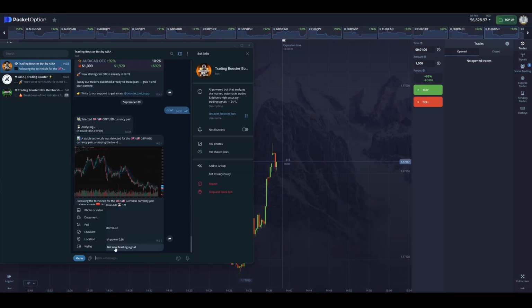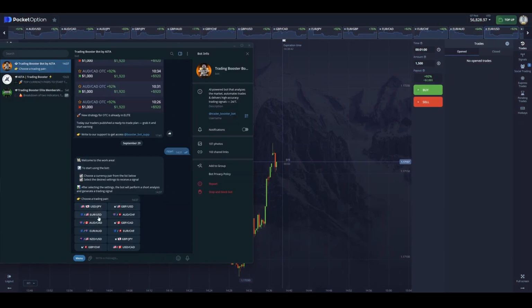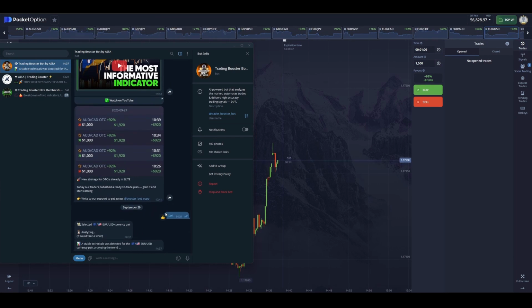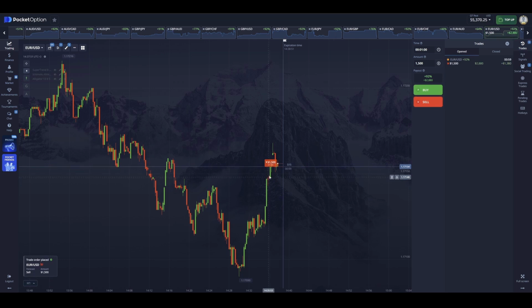I'm switching to the platform, going to BoosterBot, selecting the euro-dollar currency pair, and setting the trade time to 1 minute. So, with good volumes, you can easily trade for 1 minute. I get a sell signal. And let's try to analyze what actually happened here.